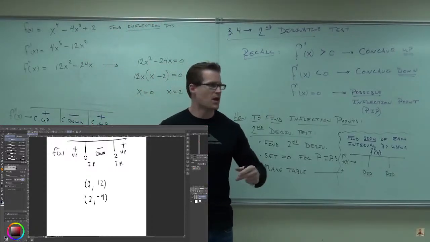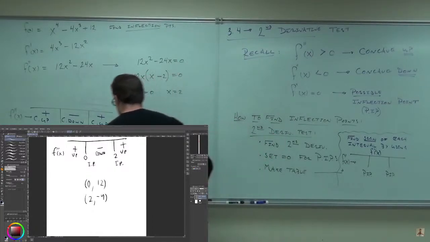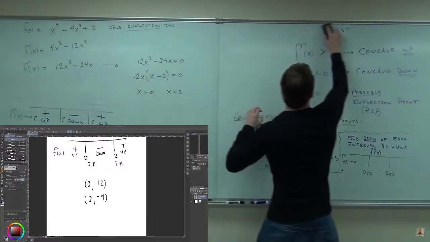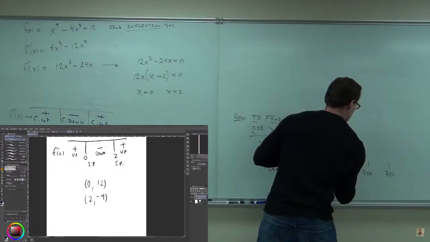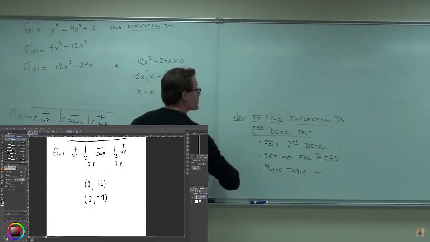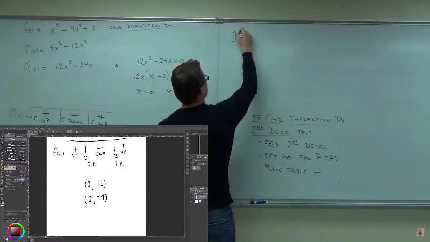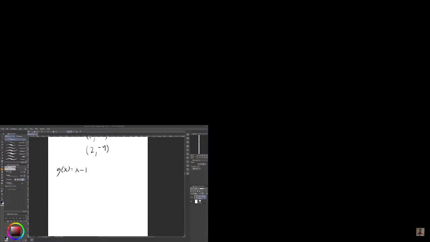Let's try one more, then we're going to wrap all this stuff together. You ready for it? Okay, one more. I'm going to have you do most of it. So let's start with g of x. Same question, we're going to find inflection points. x minus 1 to the 1/3. What are you going to have to do to find inflection points for this nasty looking function?